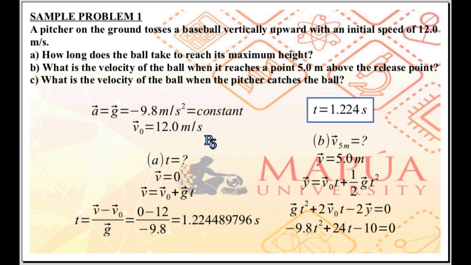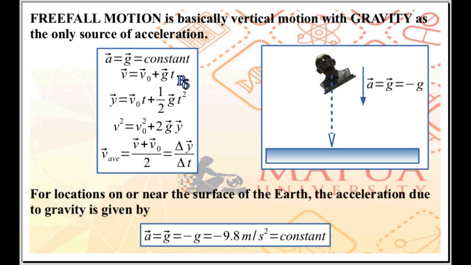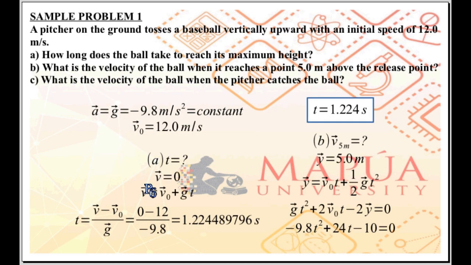Again, this is uniform acceleration. Using the first equation, v is equal to v naught plus gt, if you look at the known values, we know final velocity v, we know v naught, and we know g. The only unknown is time t. Isolating time t and plugging in the known values, we are able to calculate the time of travel it takes to reach the maximum height. t is equal to 1.224 seconds.